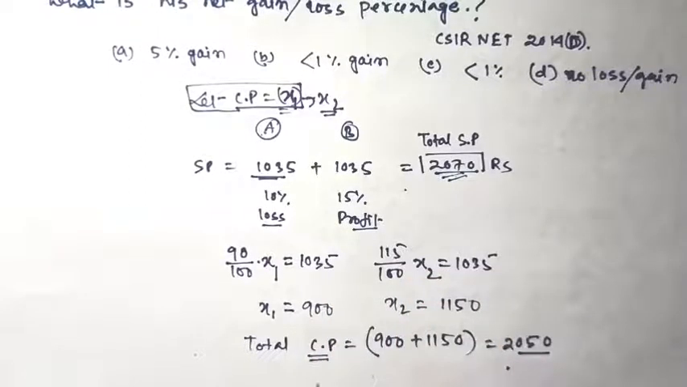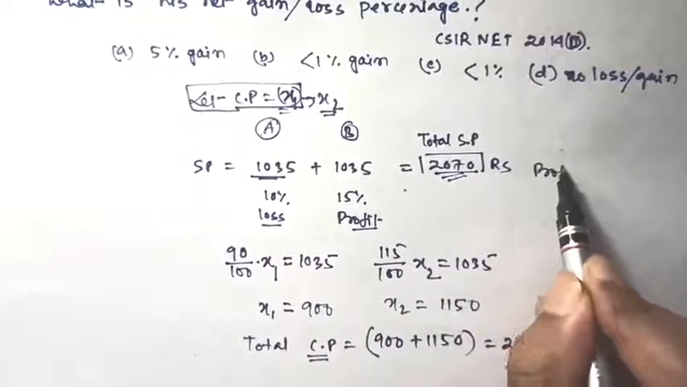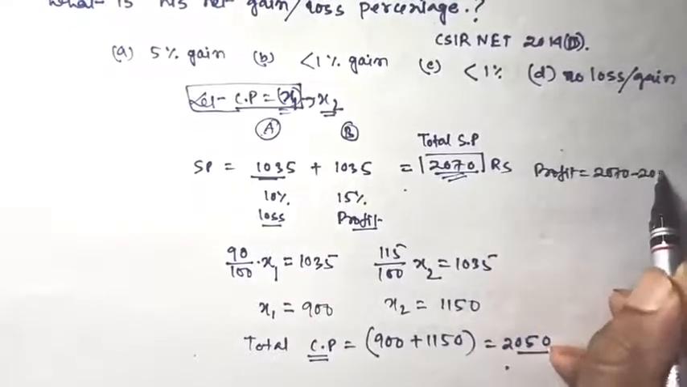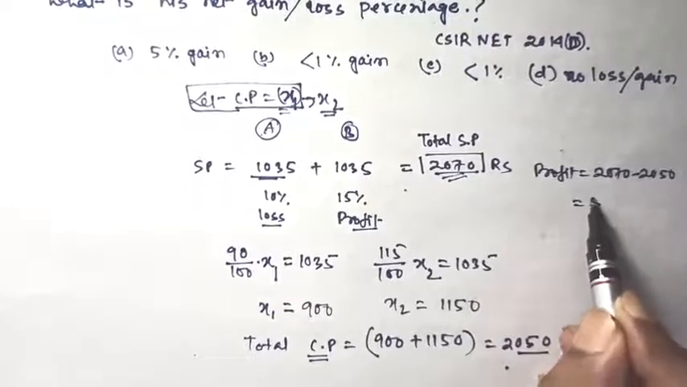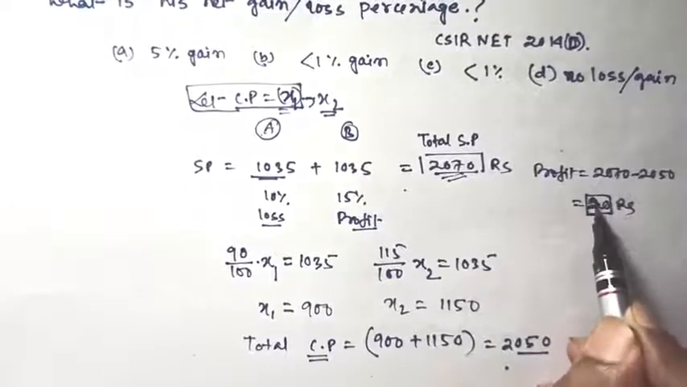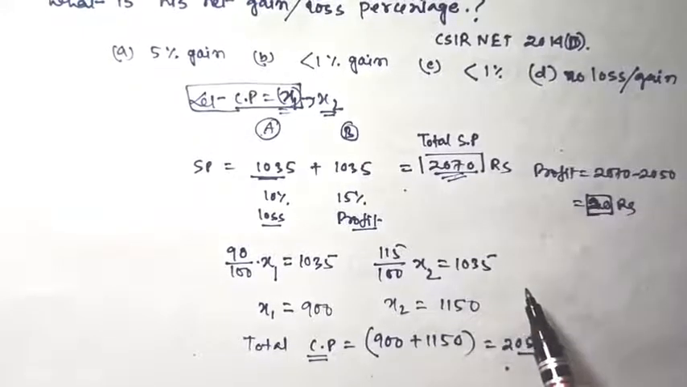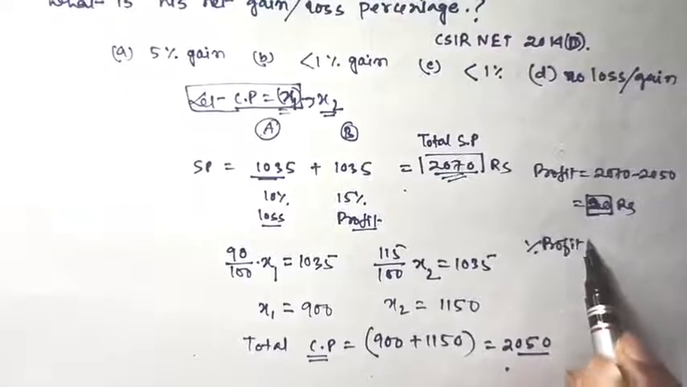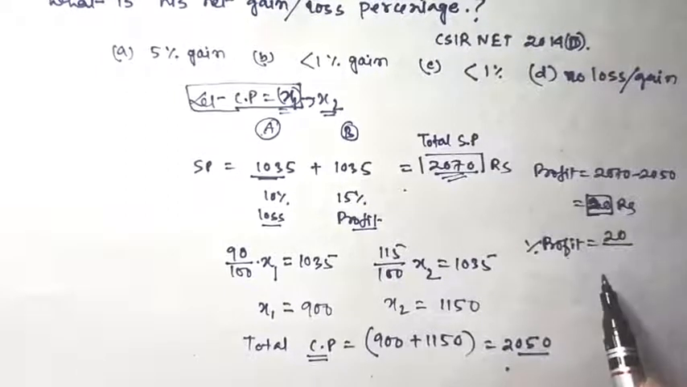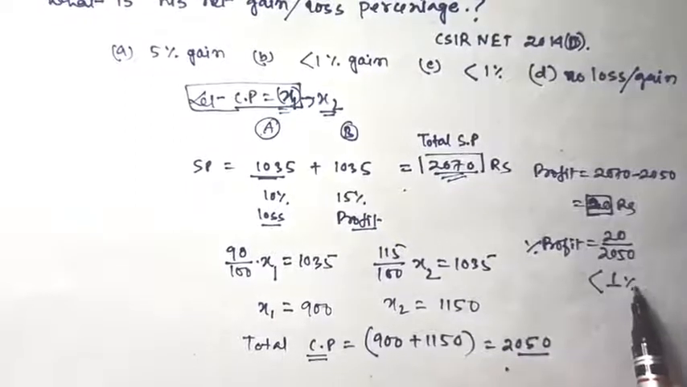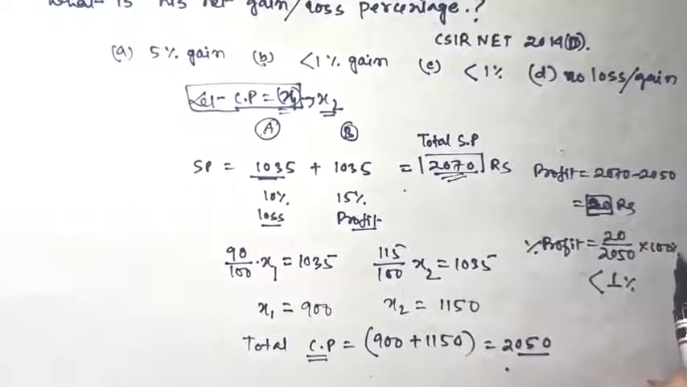Okay, so total profit would be 2070 minus 2050, which is equal to 20 rupees. He gets 20 rupees profit. So percentage of profit would be 20 divided by cost price 2050, which is equal to less than 1%. Okay, so out of the 4 options, which option will be correct?